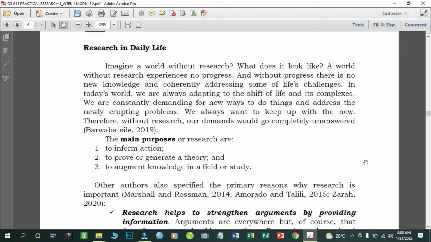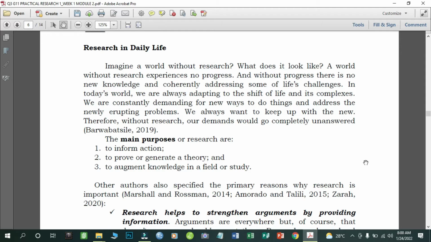In today's world, we are adapting to the shape of life and its complexities. We are constantly demanding new ways to do things and address newly erupting problems. We always want to keep up with the new. Therefore, without research, our demands would go completely unanswered. That is by Barwab Steel, 2019.